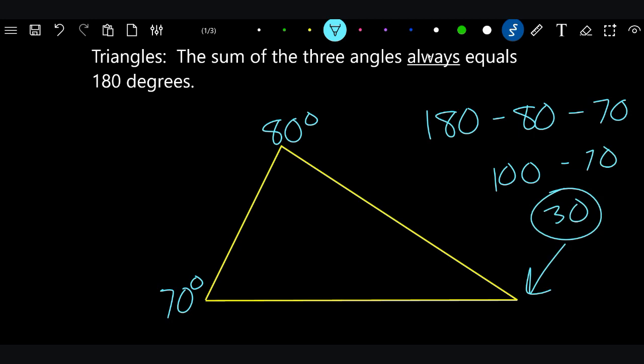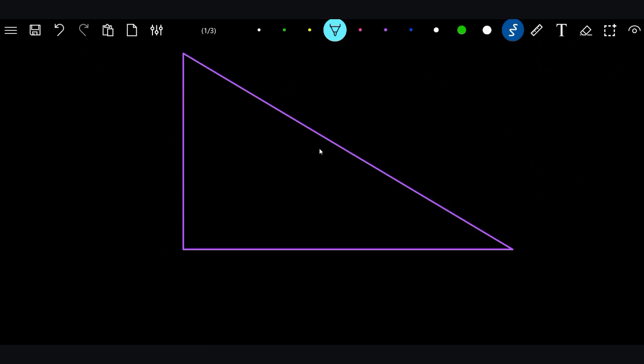So you just work your way around it. You can add them up, then subtract from 180. But the key is this 180 degrees. It's always equal to 180 degrees. Even in a right triangle, this one is a right triangle.